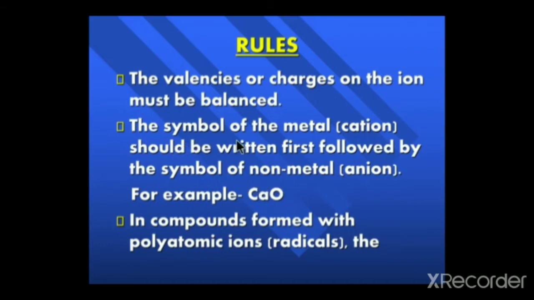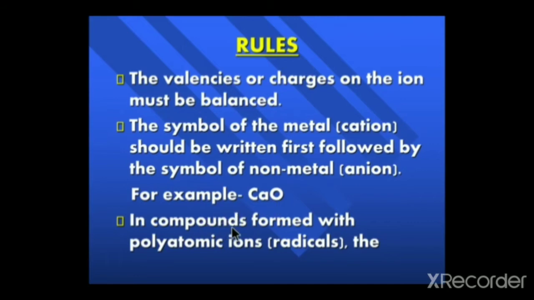Number 2, the symbol of the metal, means positive part, cation, should be written first, followed by the symbol of non-metal, anion, which is negative part. Here you can see the calcium is cation part, Ca2+, which is written on the left side, and followed by oxide, which is written on the right side.